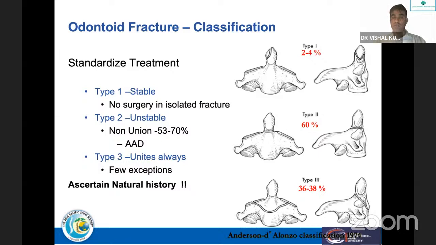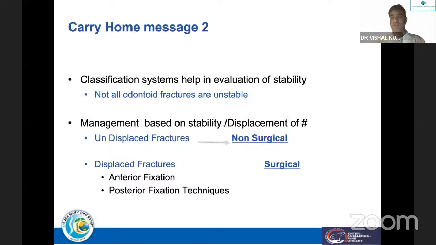However, the natural history is still very uncertain. You cannot say that all type 2s will go into non-union, because many of them go undiagnosed and are seen only fused at a later date. So the natural history is uncertain. And despite having good classification systems, we still do not have management based purely on stability or displacement, which is not mentioned in Anderson-Alonzo's classification system.